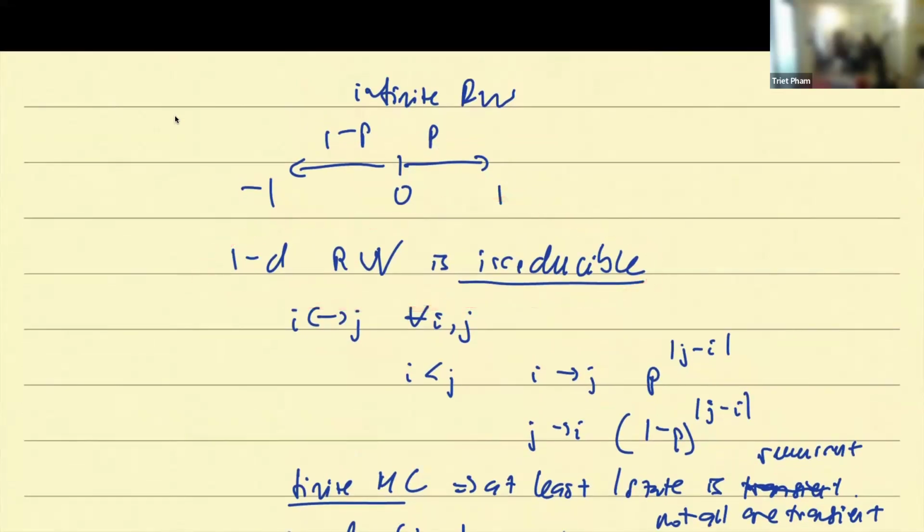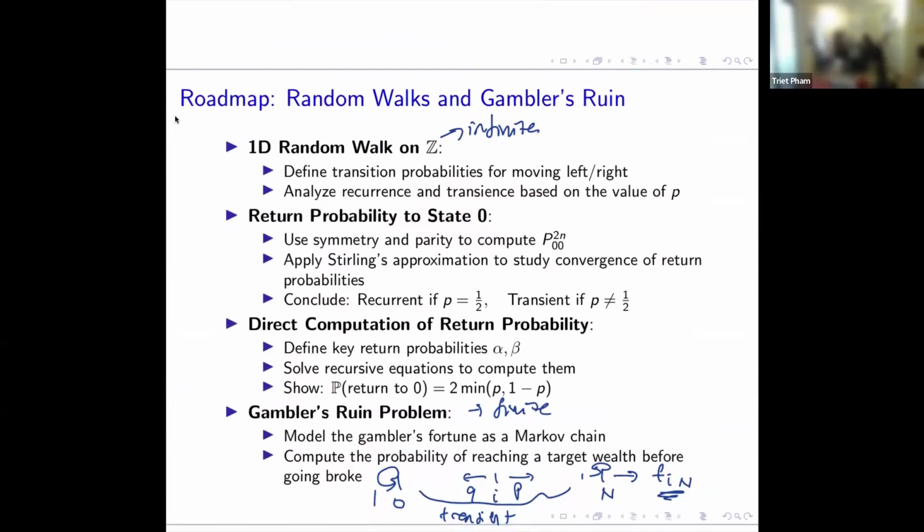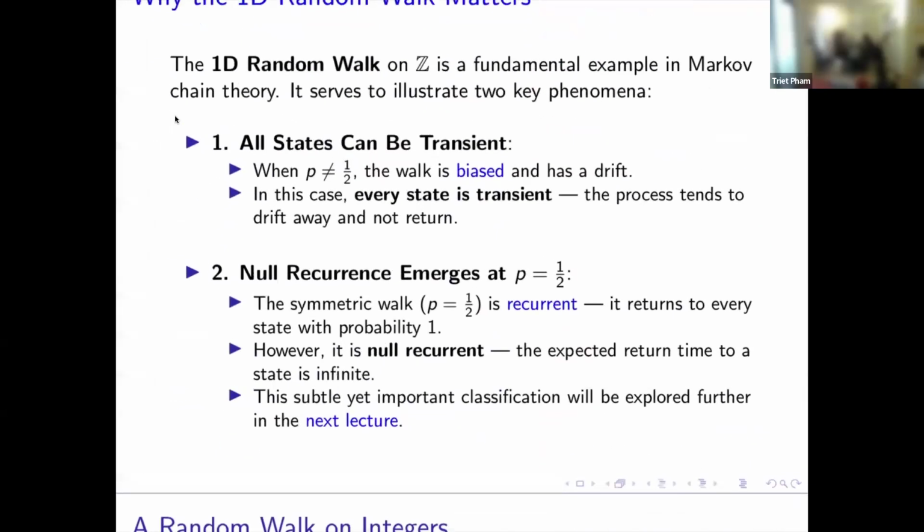In fact, the 1D random walk is very important from the point of view of counterexample, in the sense that it demonstrates an example where all states can be transient. And second of all, which will concern us later, when it's symmetric, then it's recurrent. This is already subtle. Symmetric means you go left and go right with probability 1/2 each.